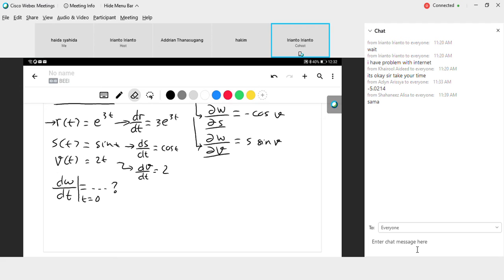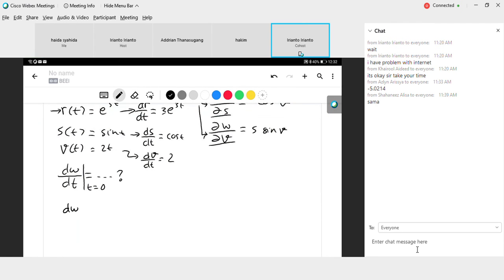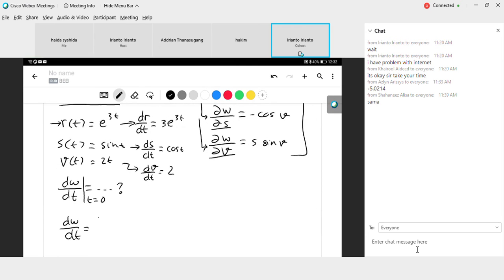Now, again, let's just follow the flow. The question is asking you about dw dt. I don't have dw dt. For the derivative of W, I have these three derivatives: partial derivative of W with respect to R, partial derivative of W with respect to S, and partial derivative of W with respect to V. Now how can I change this into the t? That's the problem.